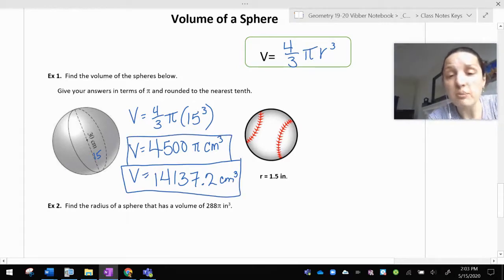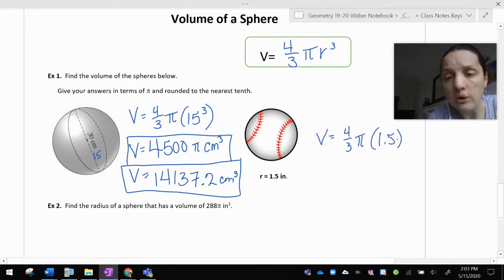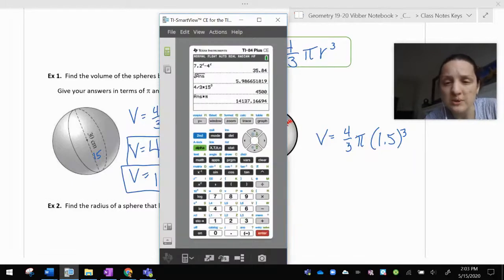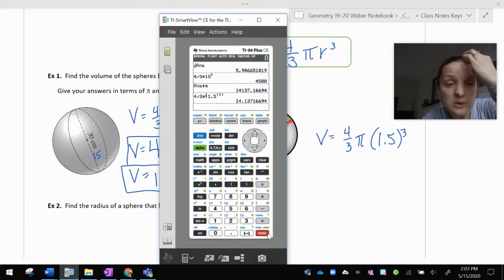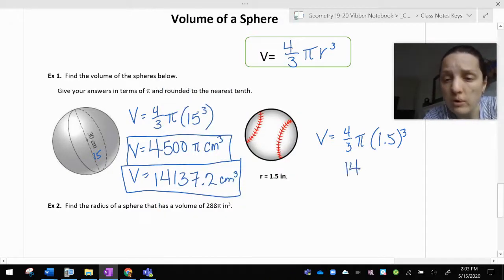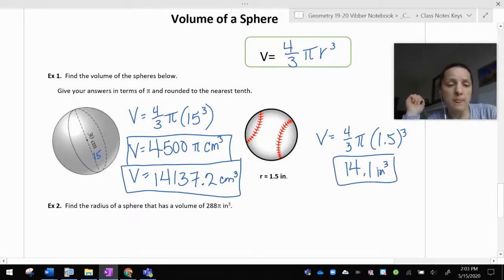And if I want to do a baseball, same thing. 4/3 pi r cubed. Don't make it hard for yourself. It's not. 4/3 pi r cubed. Let's just do this one to the nearest tenth because I'm feeling lazy and this video is getting long. 4/3 pi times 1.5 to the third. Bing bong. 14.137. So let's say that's 14.1 cubic inches.